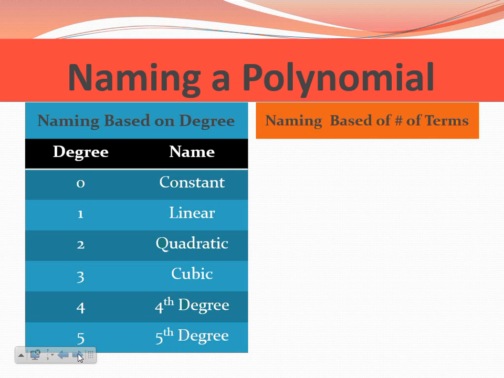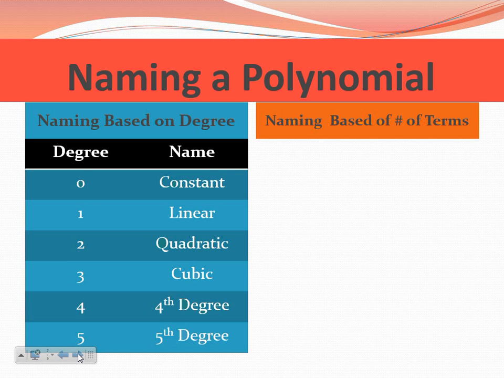All right, here's your names. So if it has a degree of 0, we will call it constant. If it has a degree of 1, its first name will be linear. If it has a degree of 2, it will be called quadratic. If it has a degree of 3, it will be called cubic.